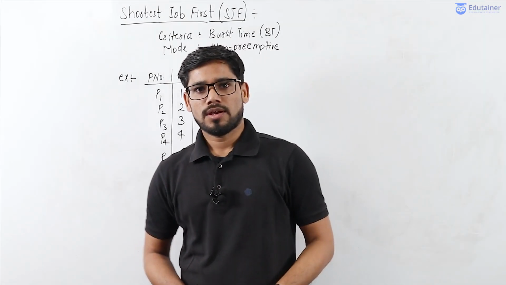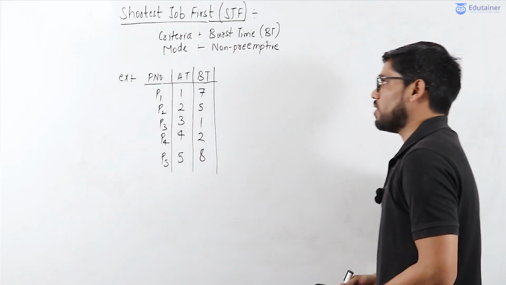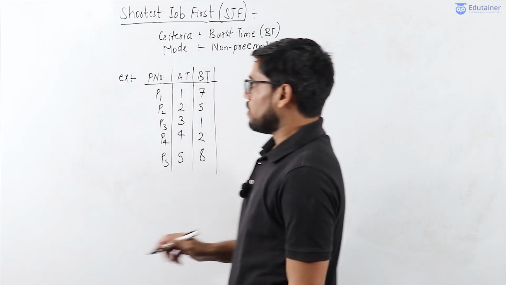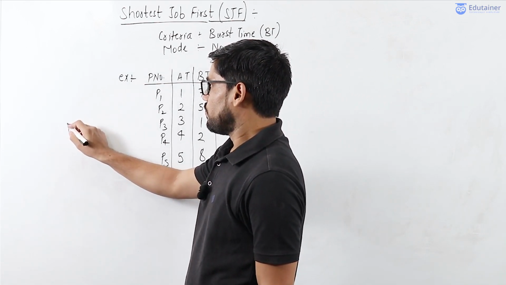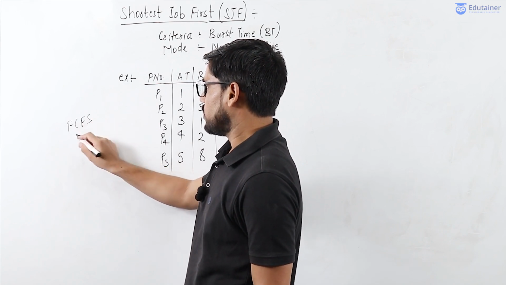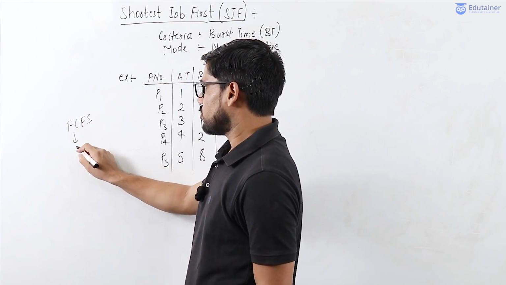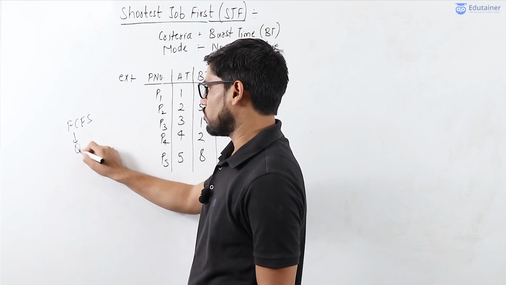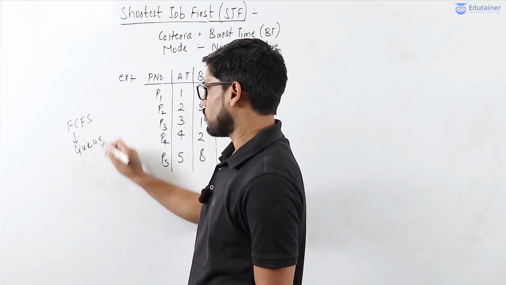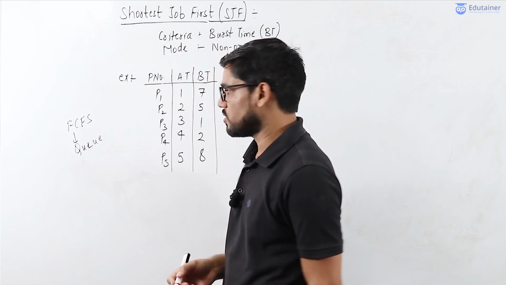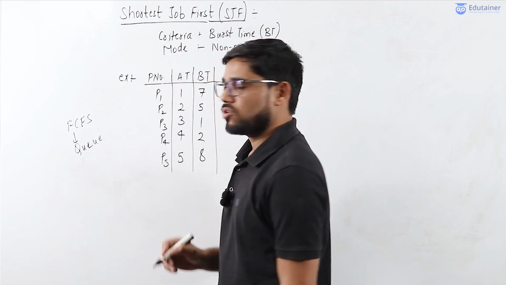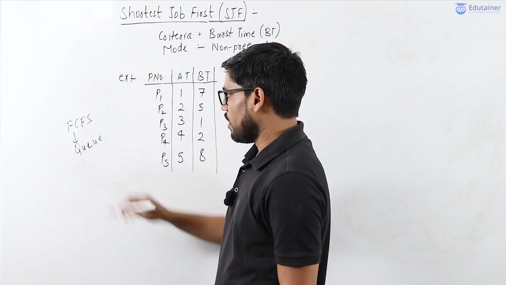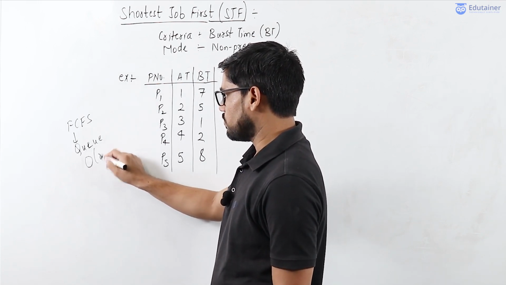Hi everyone. Let's see the next CPU scheduling algorithm, which is shortest job first. Yeah, one more thing. In first come first serve, I forgot to tell you that the data structure which is practically used for the first come first serve CPU scheduling algorithm is the queue data structure. So sometimes questions will directly ask what data structure is used for this CPU scheduling algorithm. And the time complexity here is big O of n.